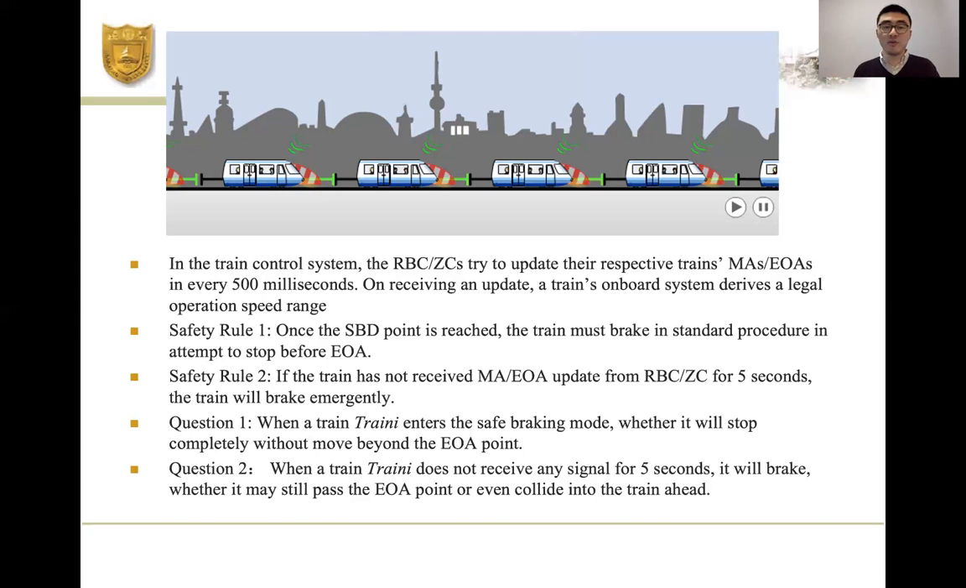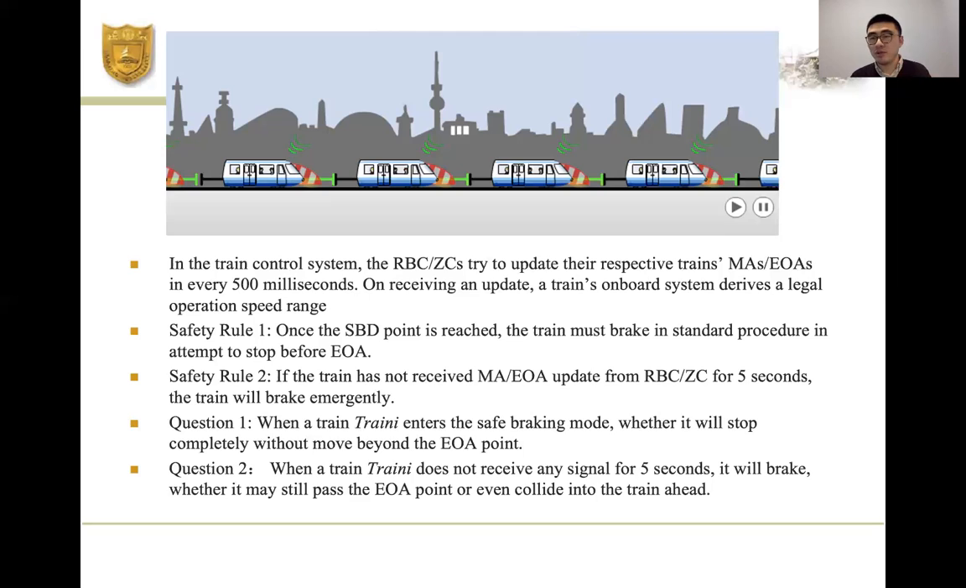Then we have two safety rules. Safety rule number one: once the SPD point is reached, the train must brake in standard procedure to attempt to stop before the EOA, end of movement authority. And safety rule number two: if the train has not received a movement authority update from the controller for 5 seconds, the train will assume the connection channel is broken, because it really depends on the communication. Like it gets signals every 500 milliseconds, so the train will brake emergently.